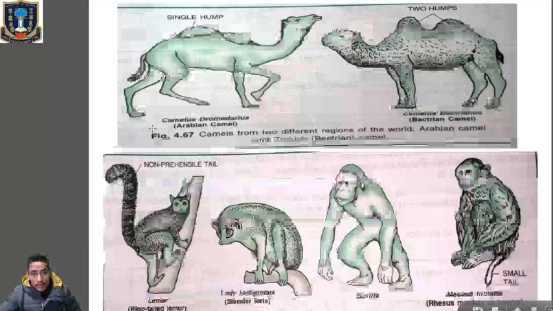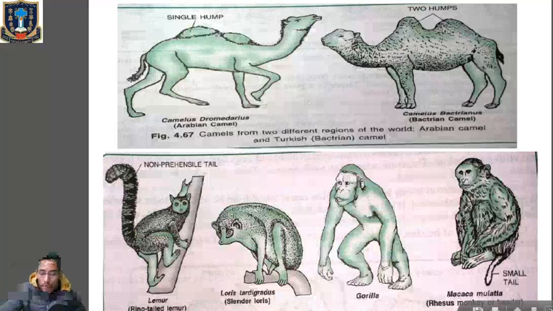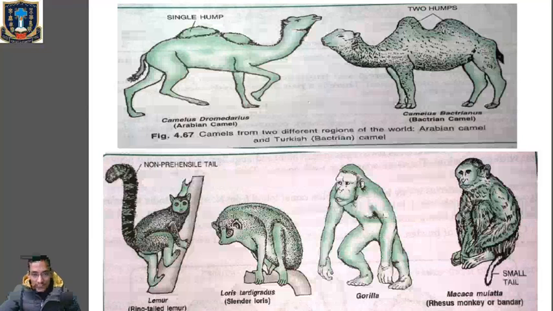Then we have camels, the Arabian camel, Camelus dromedarius. Then we have the Bactrian camel, Camelus bactrianus. Then we have the lemur, ringtail lemur. Then we have loris, gorilla, and Macaca, that is the rhesus monkey. So these are a few examples that fall under the class Mammalia. So here we have finished the chapter Animal Kingdom.